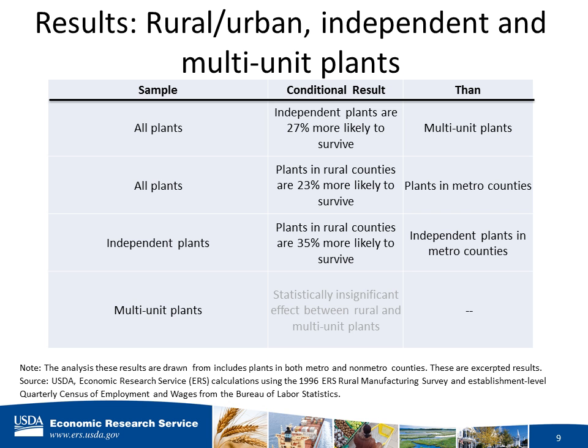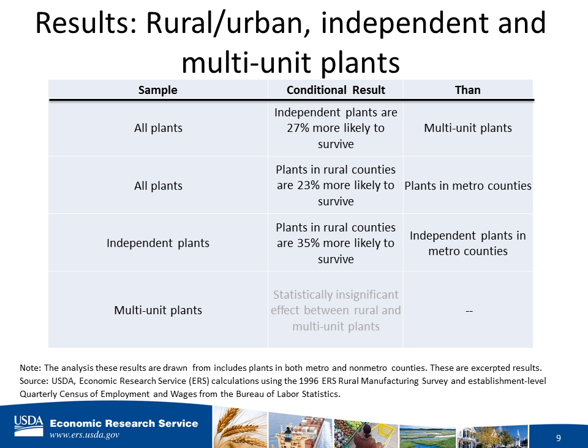Okay, let's dive into the results. Before I dive in, I just want to point out that to ease interpretation, I've converted the results into a % increase in the probability of survival with a higher value for each variable of interest. So let's just start at the top here. When we pool all the plants together, we find that independent plants are 27% more likely to survive than multi-unit plants, conditional on all those explanatory variables that we talked about in the last slide. So conditional on all those things, independent plants are 27% more likely to survive.